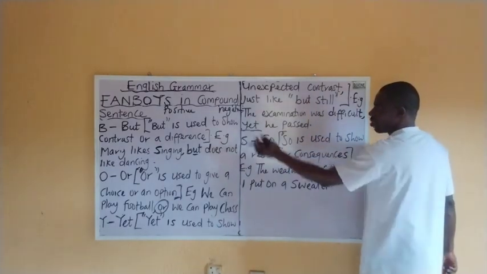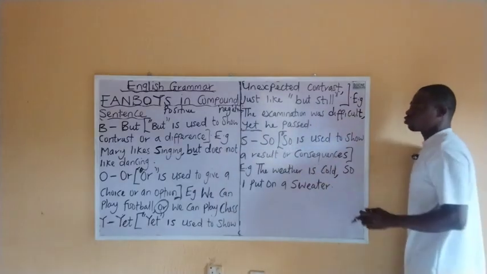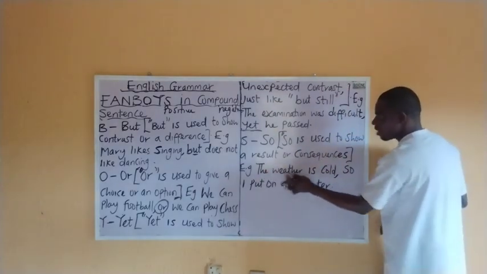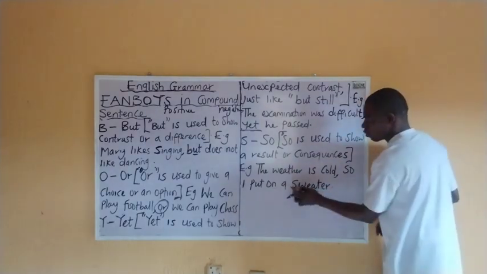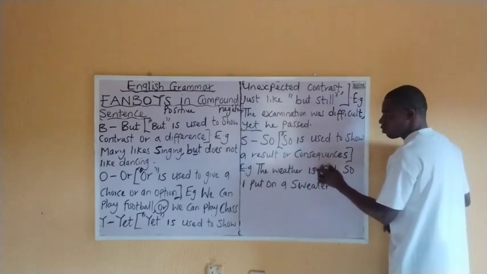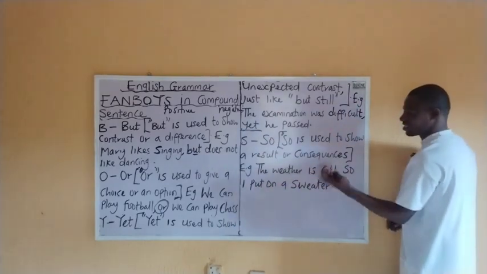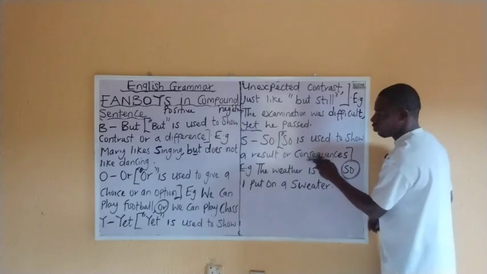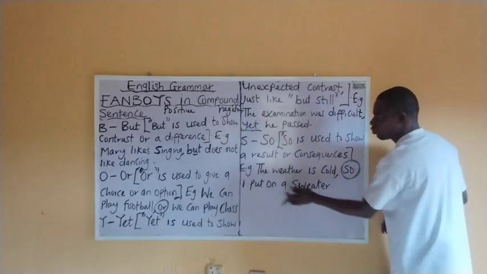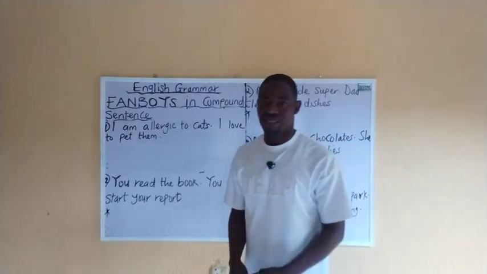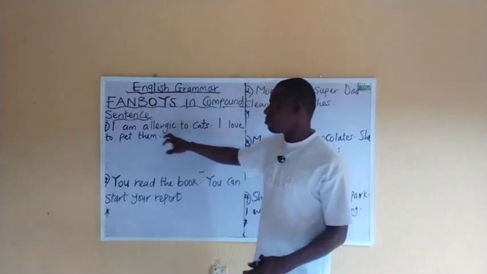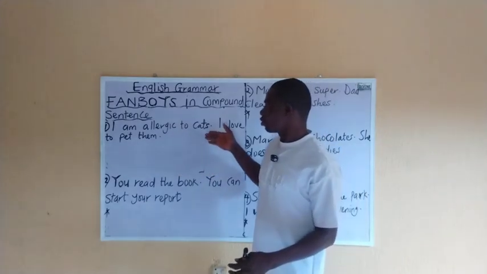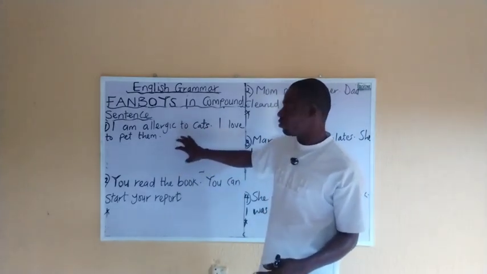Lastly, S in FANBOYS stands for "so," and "so" is used to show a result or consequence. Example: The weather is cold, so I put on a sweater. The weather is cold is one part of the clause, I put on a sweater is another part, connected by "so" to show consequence. So the consequence of the weather being cold is that I put on the what? A sweater. Now we are going to use the right FANBOYS, or the right coordinator, to join these simple sentences together to become compound.